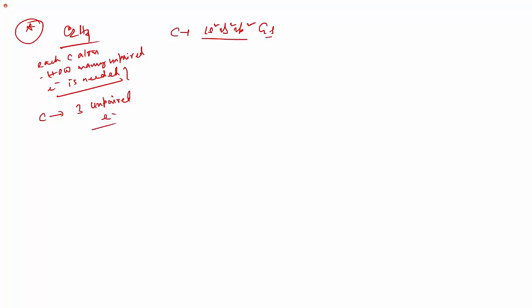Why? Because every carbon needs two unpaired electrons for sigma bonds: one unpaired electron for a hydrogen, and another for the other carbon. So we need two unpaired electrons. Here, two unpaired electrons are already present.